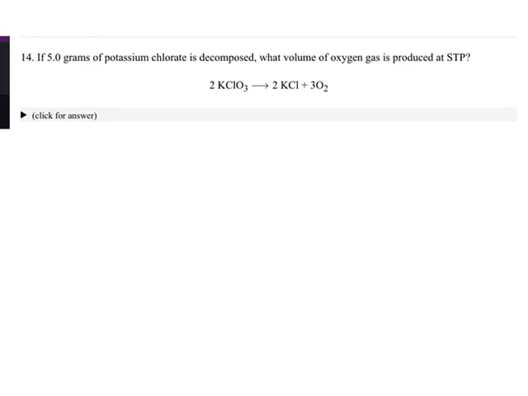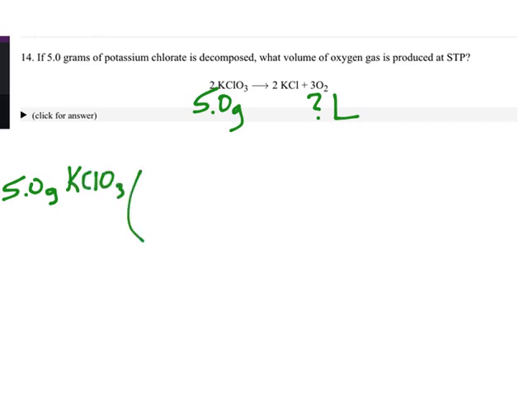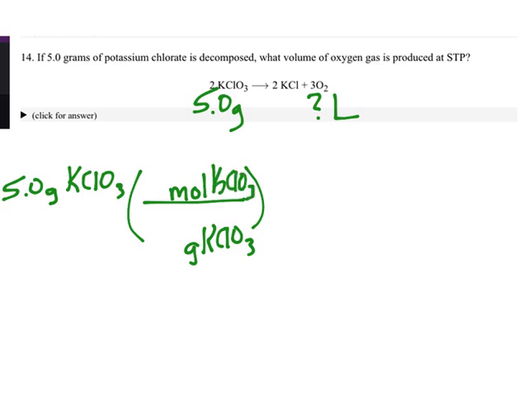Number 14, very similar. 5 grams of potassium chlorate, which is this guy, 5.0 grams. What volume of oxygen is produced? So I'm looking for the volume, again, liters of oxygen. 5.0 grams KClO3. I don't want grams of KClO3, I want moles of KClO3. Even though we just calculated this guy's molar mass, I can't remember it. So potassium's 39.10, sorry, plus chlorine, 35.45, plus 16 times 3 for the oxygen, 122.55.